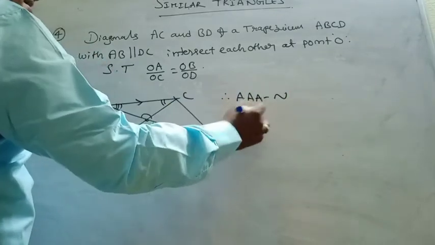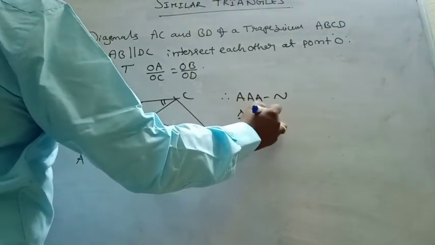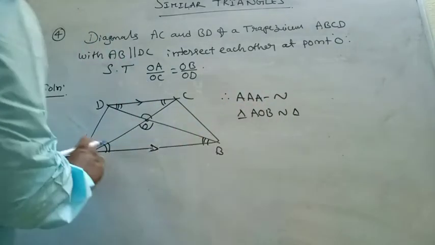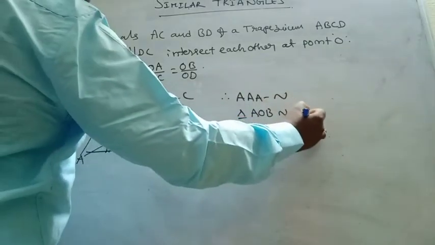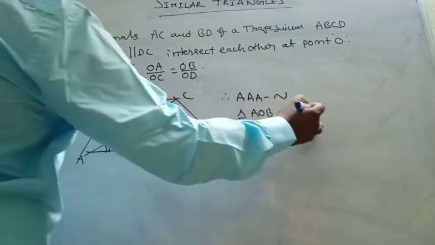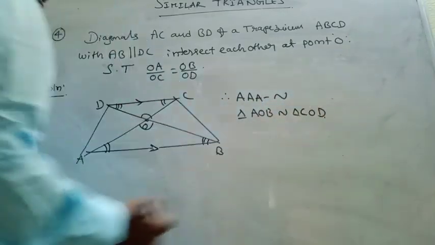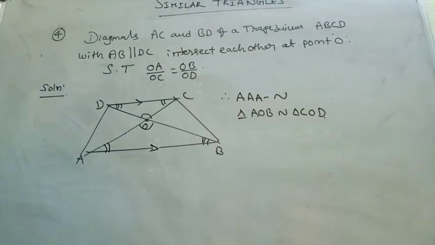similarity, we can say that triangle AOB is similar to triangle. Here angle A means angle C. That order is very, very important. Here angle A is angle C, and angle O is angle O only, and B is nothing but D. Triangle AOB is similar to triangle COD.